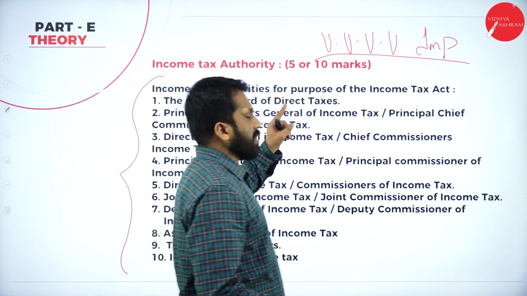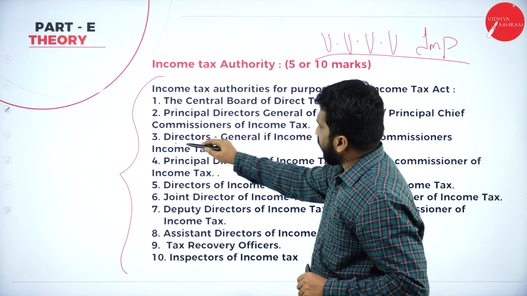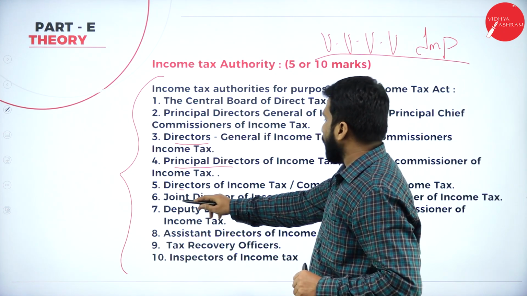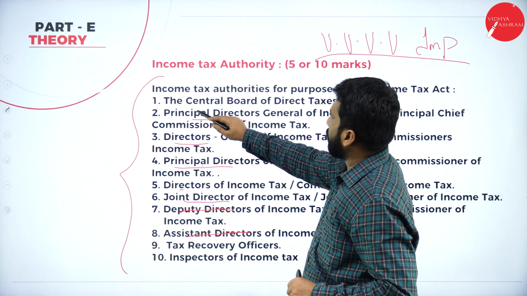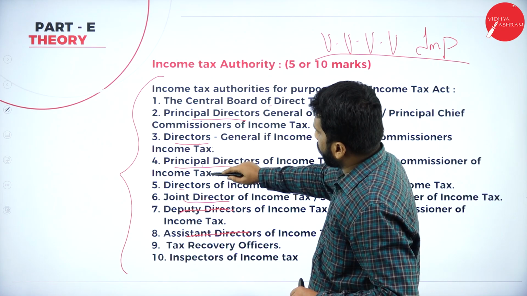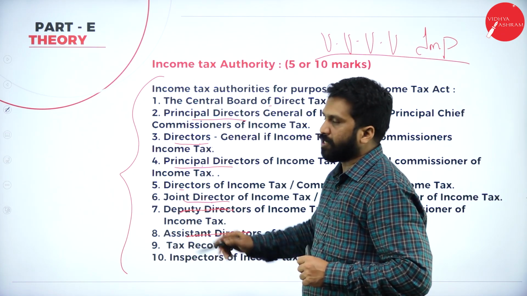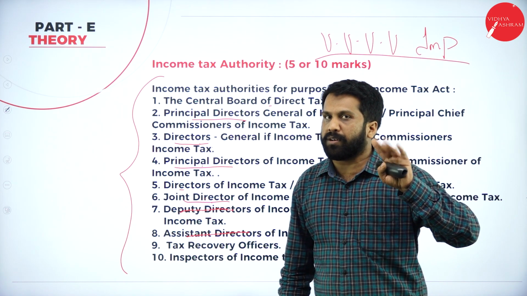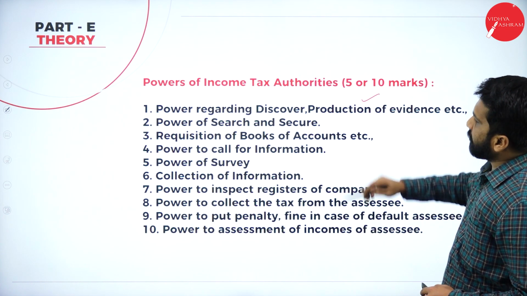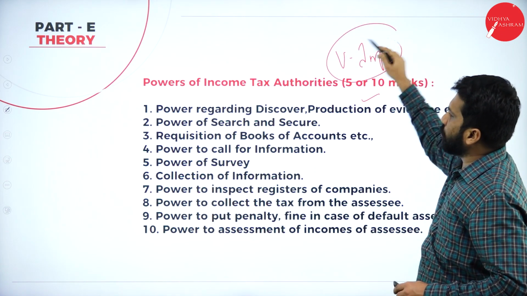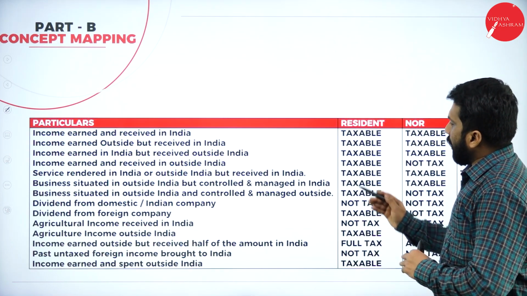So, income tax authority, sometimes 5 marks, sometimes 10. I'll give you a logic on how to remember. See, they have given director, principal director, director, joint director, deputy director, assistant director, 1, 2, 3, 4, 5, and central board of direct taxes, 6. If you remember the words director, principal, joint, deputy, assistant, almost 6 points you got. Another 4 points you have to remember. Hope you are clear? Yes. Income tax authority is important, I told you. And powers of income tax authority is also important. Out of these two, 101% it will be there. Clear? Yes.